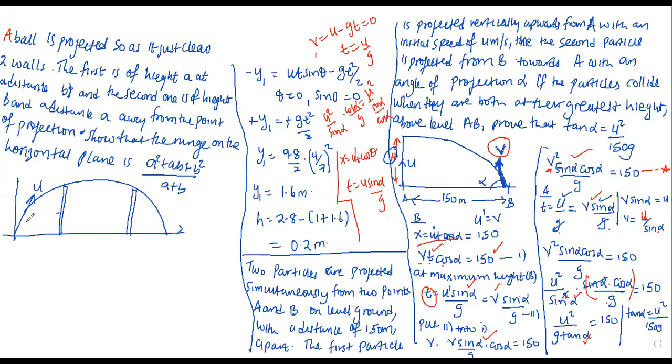So I'm assuming we are projecting the ball at an angle alpha, at a speed u. The first wall is of height small a, with a distance b away. The second wall is of height small b, with a distance of a away.